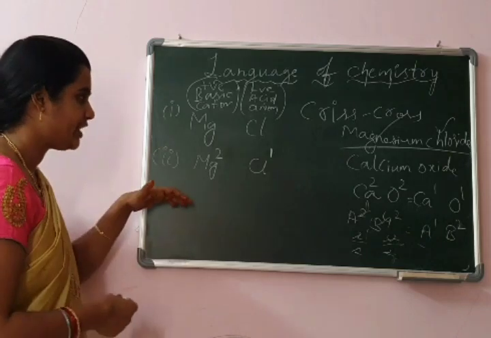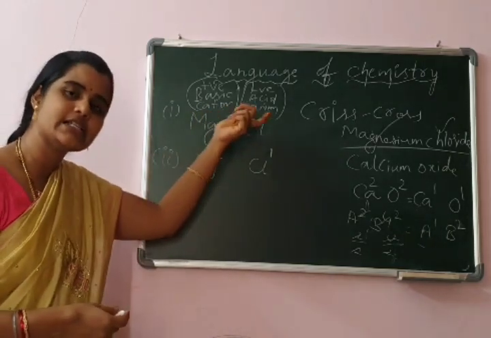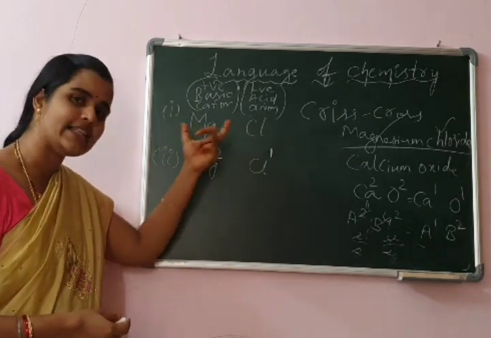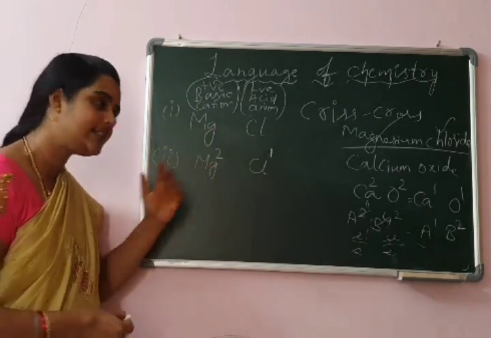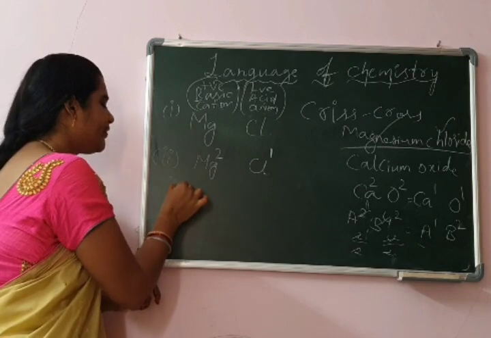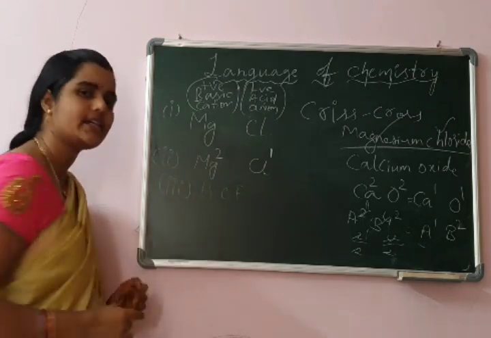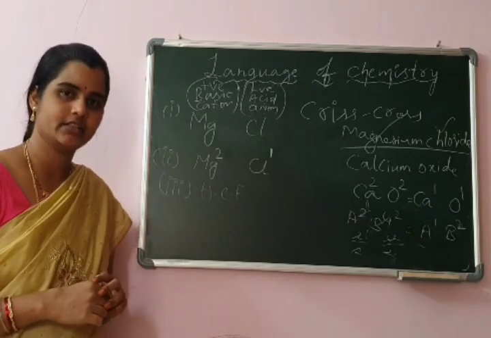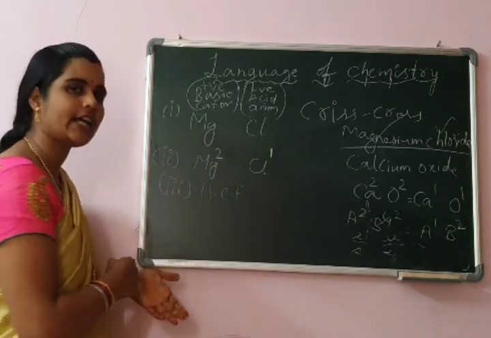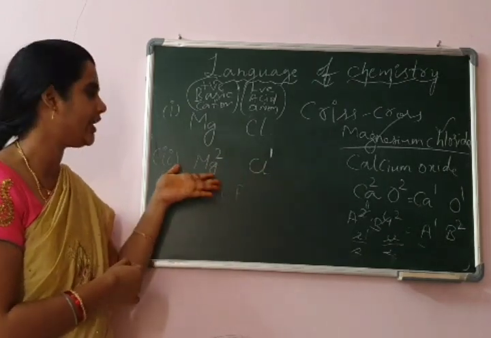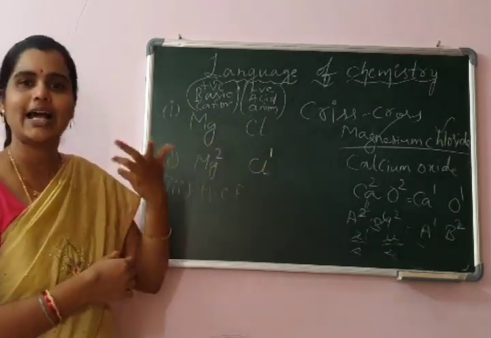Understood? So the first step is to write the symbols side by side. Next step is to write their valencies on the top. The third step is to divide by their highest common factor. What is the highest common factor here? It is nothing but 1. So you will get Mg2 and Cl1, again the same.